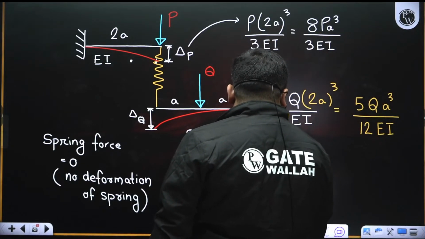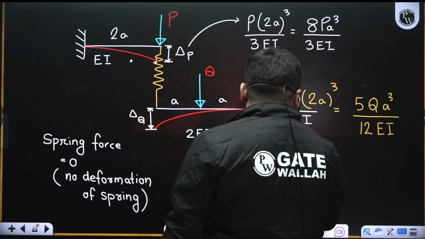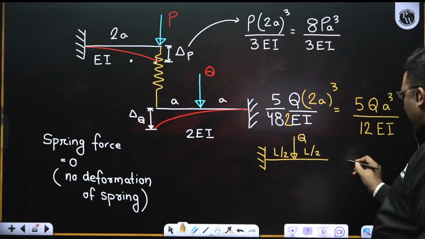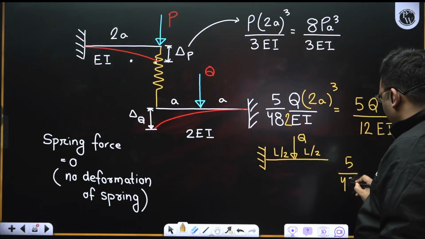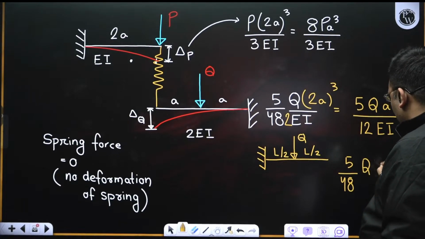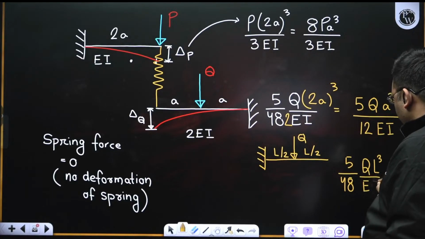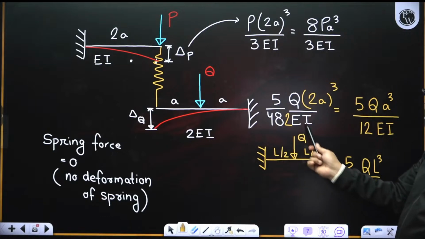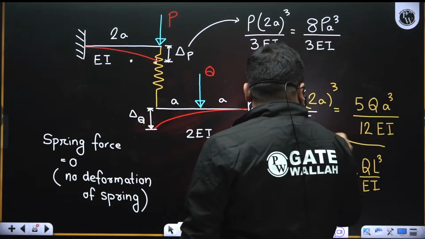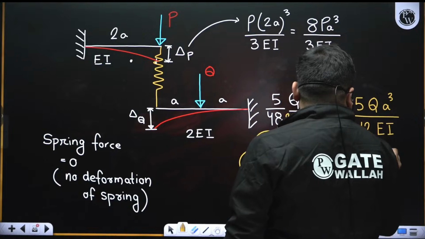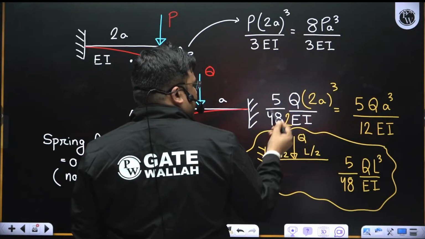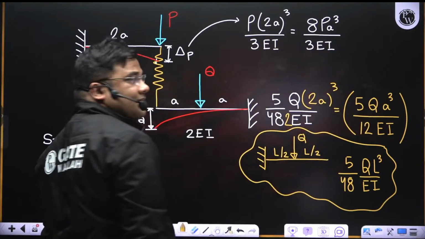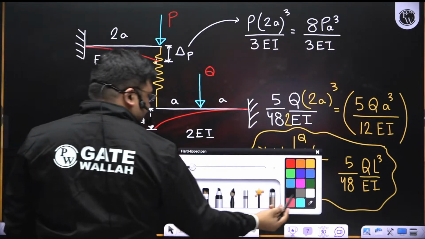You see, when a point load Q is acting at midpoint with length equal to L, the formula we got is 5 by 48 QL cube by EI. Now here the total length is 2A, so I put 2A, and this EI is 2EI, so I put 2EI. So this is 8, so it will become this. Now see what has happened. This deflection and this deflection are the same, right? So now I can equate them.